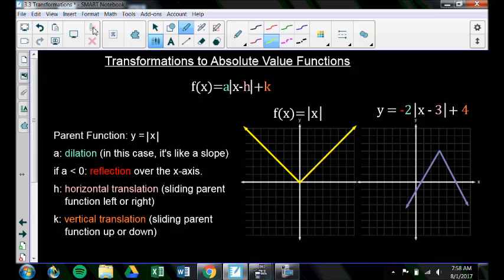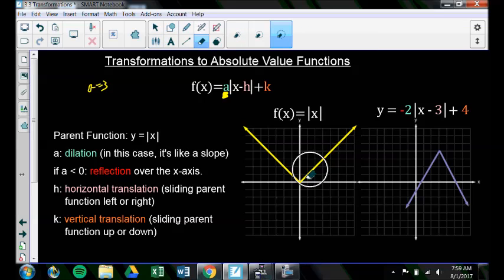The 4 possible transformations can be represented with a, h, and k, where a, h, and k are things that you add, subtract, and multiply into this function. The a value affects the dilation, and it affects the reflection. So if a is not 1, there's a dilation, which with absolute value is actually like a slope. Like if a is 3, then this line would have a slope of 3. If a is less than 1, it also gives you, less than 0. If a is negative, you have a reflection. So the a value affects the dilation and the reflection of the graph.